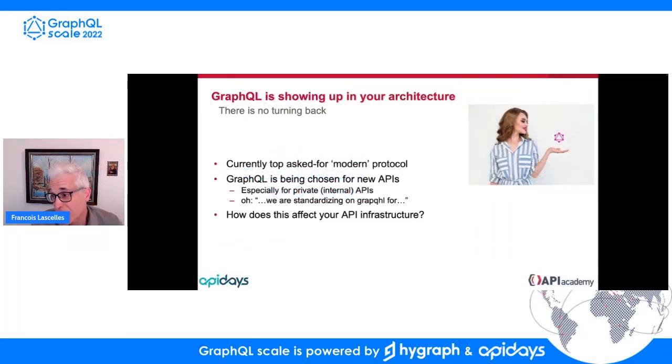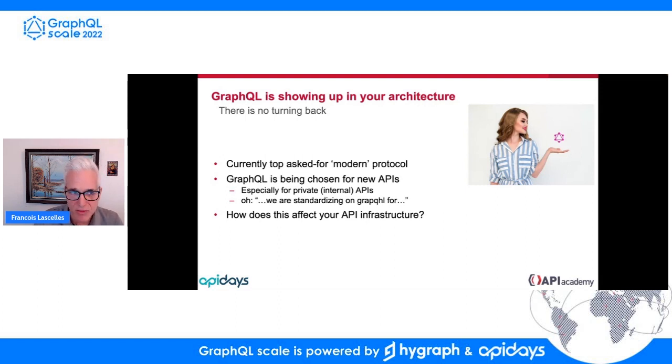So it seems there is no turning back, and GraphQL is not going to become the next OData. GraphQL is showing up in your architectures. For us, as an API management and API infrastructure vendor, we are helping customers with their APIs, and GraphQL is currently the top asked-for modern protocol by our customers. GraphQL is on top of that list currently.